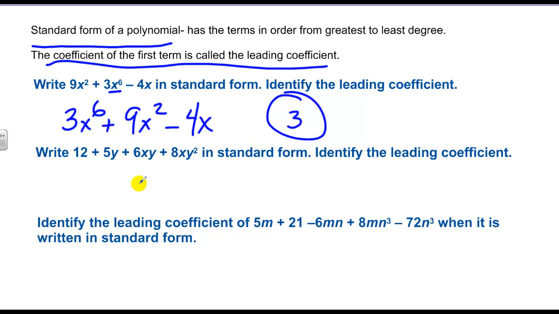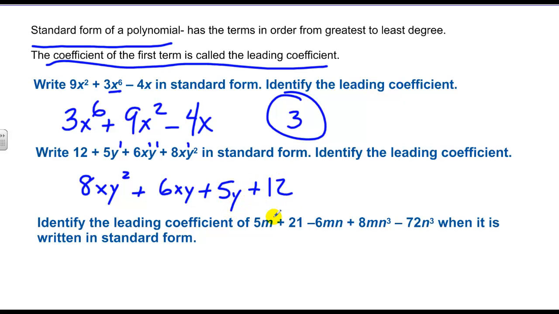Let's do the same for the next one. This has a degree of 0, degree of 1, degree of 2, and degree of 3, so that needs to be listed first. 8xy squared, with a degree of 2, is next, followed by a degree of 1 from the 5y, and our degree of 0 from the 12. And then we need to list the leading coefficient, so that in this case is 8.